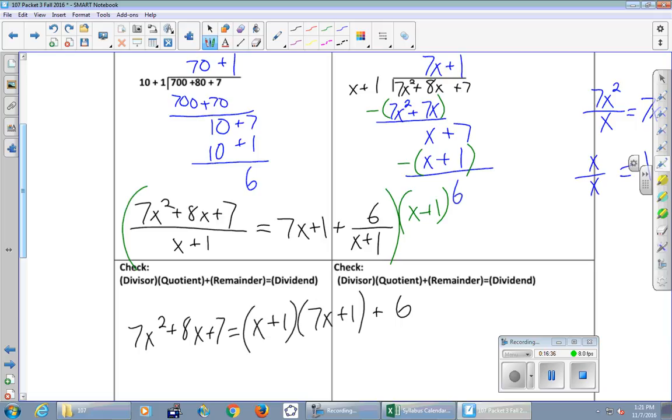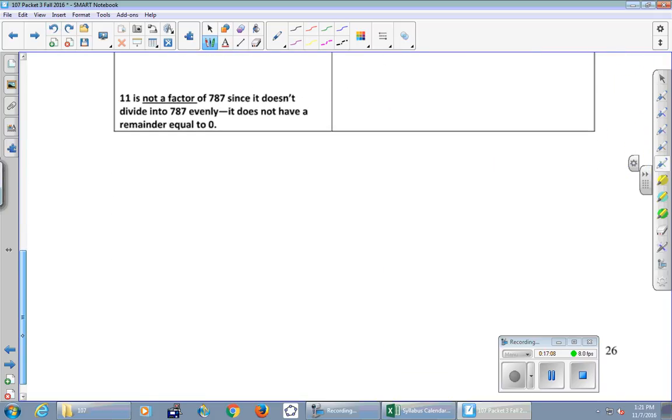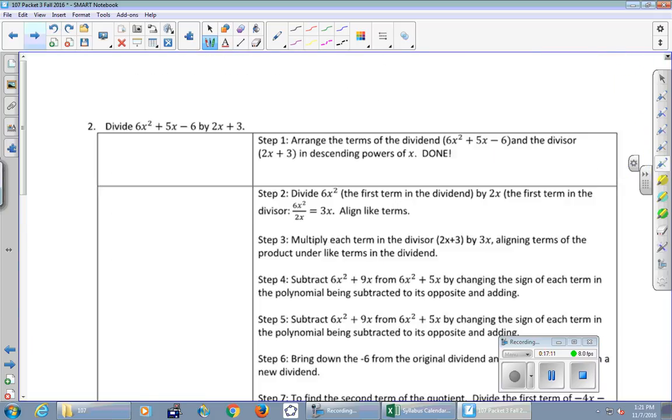If we FOIL, what do we get for firsts? 7x squared, that agrees. What do we get for outers? 1x plus inners, 7x, altogether 8x, that agrees. What do we get for the lasts? 1, right? Plus 1, that doesn't agree. Plus the 6, that was the part we needed to add in there. So it worked. Okay, so that is polynomial long division. Let's go to the next page.